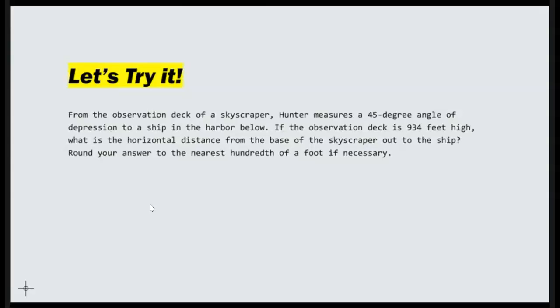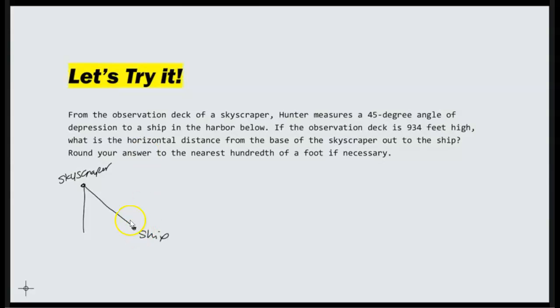So let's do another practice problem. From the observation deck of a skyscraper, Hunter measures a 45-degree angle of depression to a ship in the harbor below. If the observation deck is 934 feet high, what is the horizontal distance from the base of the skyscraper out to the ship? So in this case, it's going to be a slightly different diagram. So we know that he is looking from the observation deck of a skyscraper. So I'm going to draw my skyscraper here. Next, I know that I am looking at a 45-degree angle to a ship in the harbor below. So I'm going to have a ship down here.